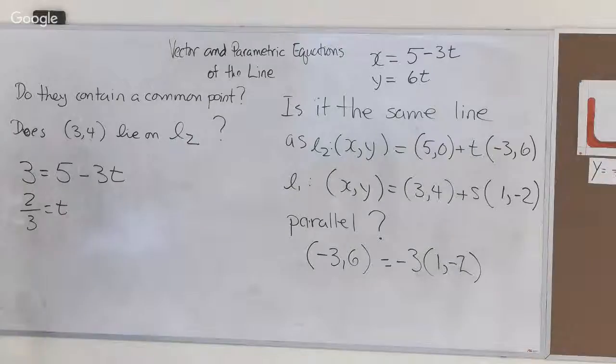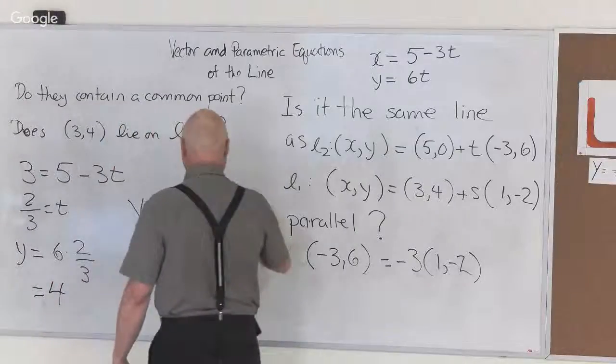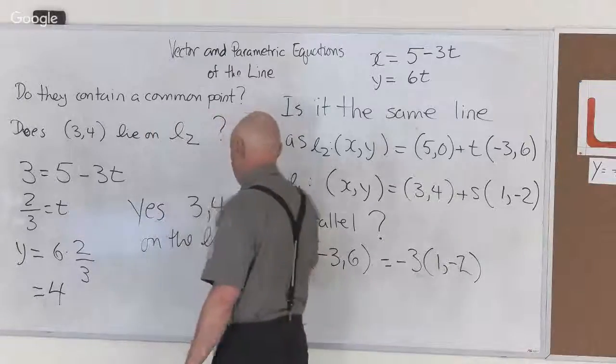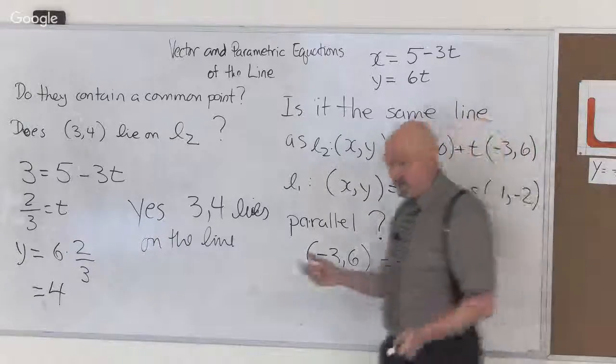Now I'm going to find out what the y coordinate is when t is 2/3. And if that y coordinate happens to be 4, then these two lines are going to be coincident. Okay. So I'm going to take the formula for y, which is 6 times t. In other words, 6 times 2/3. Okay. And so 6 times 2 is 12, divided by 3 is 4. And so, yes, 3, 4 lies on the line. Yes, 3, 4, I'm calling you a liar. All right. So that's that.